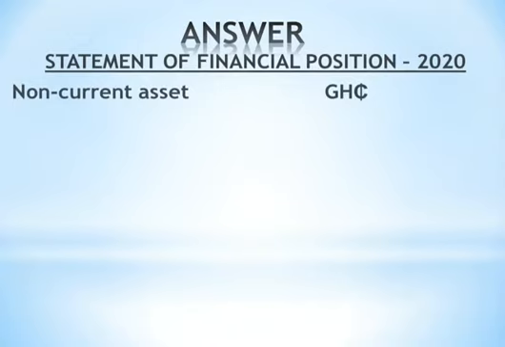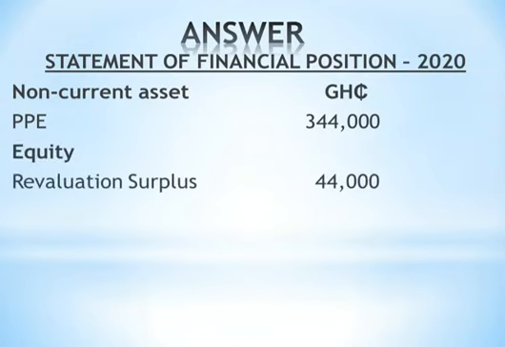When it comes to the statement of financial position, we'll first show the PPE, the carrying value, and the amount that we are expected to show. And as I told you, the revalued amount becomes the new carrying value. So our revalued amount, which was the 344,000, will become the new carrying value of the PPE. Then we also have to show the revaluation surplus, the closing balance, which we established as 44,000.